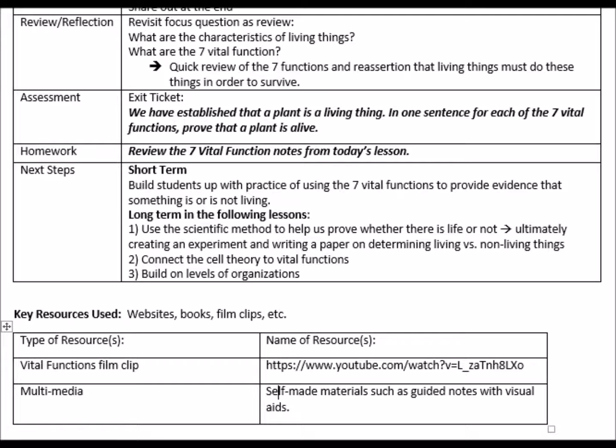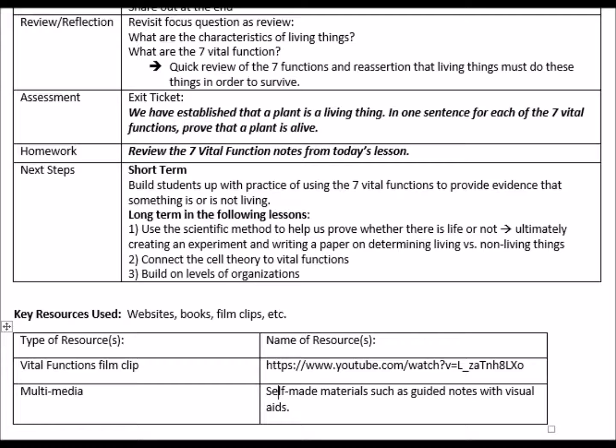Since we have established that a plant is a living thing during our lesson, in one sentence for each of the 7 vital functions, students will prove that a plant is alive. For homework, students will review notes from the day and think about things in their homes and environment that are living or non-living in terms of the 7 vital functions. I will email students a YouTube clip about the vital functions if they would like to continue reviewing at home.